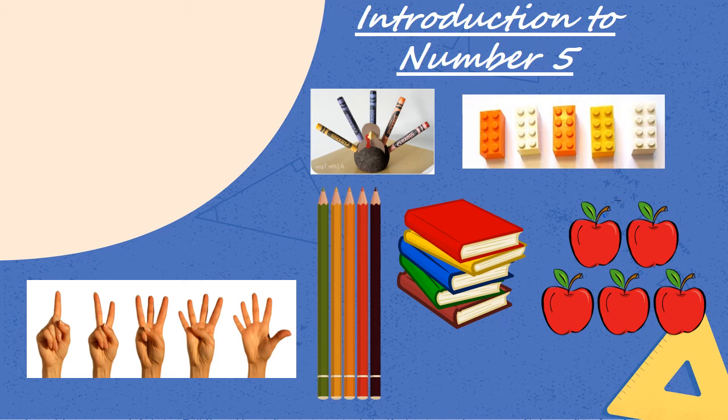And now I have the friends of number 5. That is the objects which are 5 in number. So the first picture is of 5 crayons. 1, 2, 3, 4, 5. 5 crayons. The next picture is of 5 Lego blocks. Can you count with me? 1, 2, 3, 4 and 5.